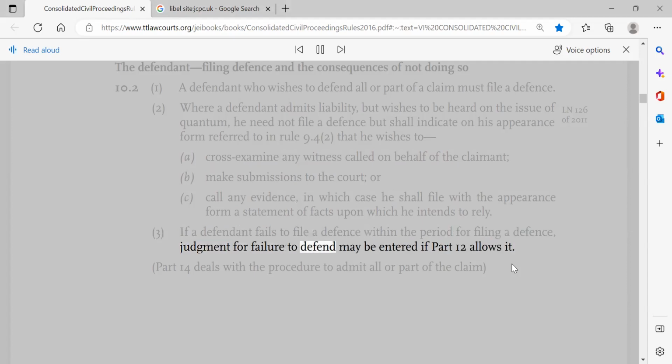3. If the defendant fails to file a defense within the period for filing a defense, judgment for failure to defend may be entered if Part 12 allows it. Part 14 deals with the procedure to admit all or part of the claim.